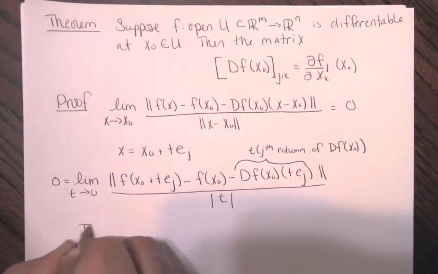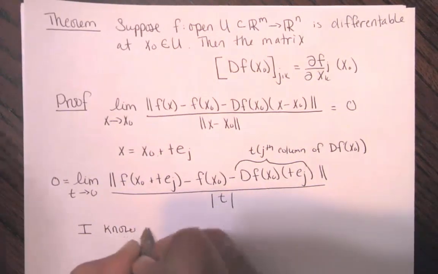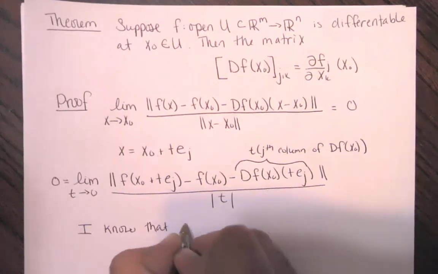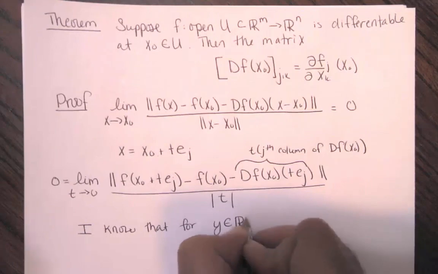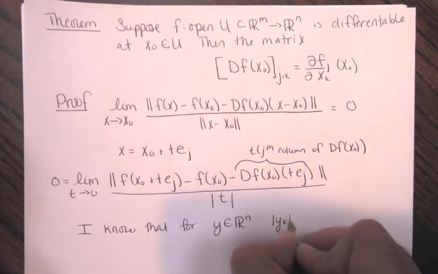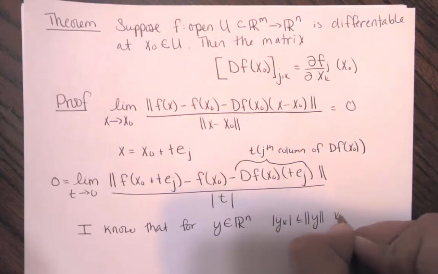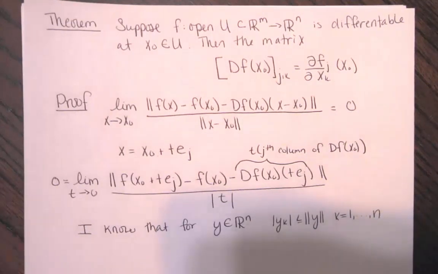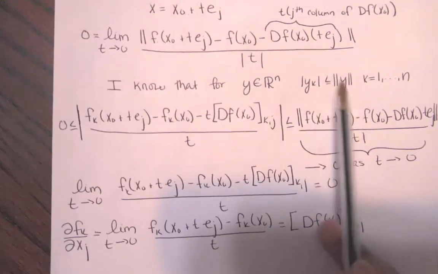So I know that for y in Rn, the absolute value of yk is less than or equal to the norm of y, and that's true no matter which entry I choose from 1 through n. And you should be able to prove this, by the way.